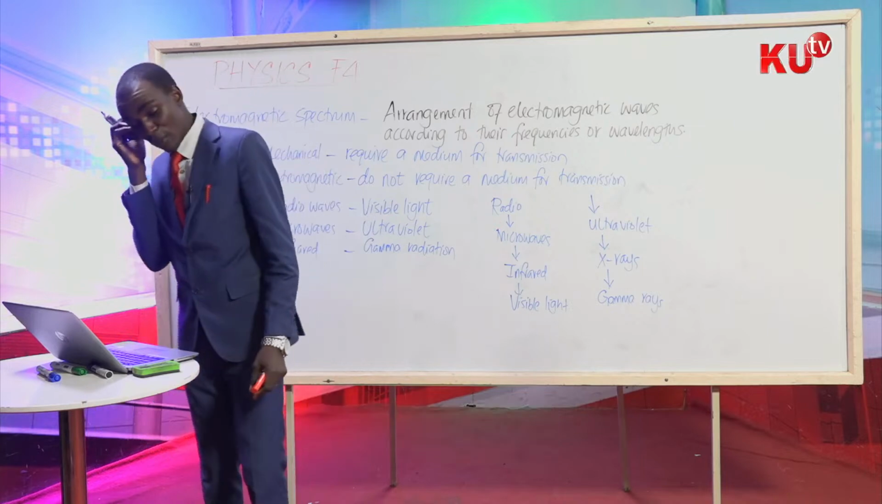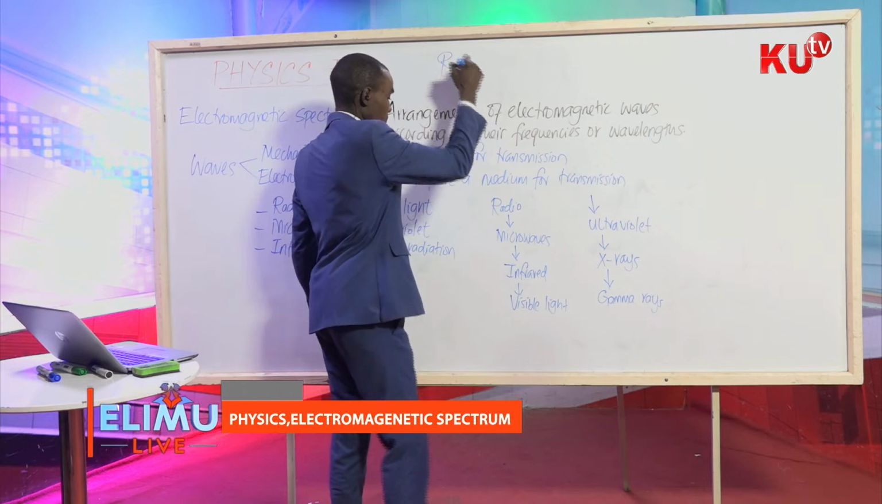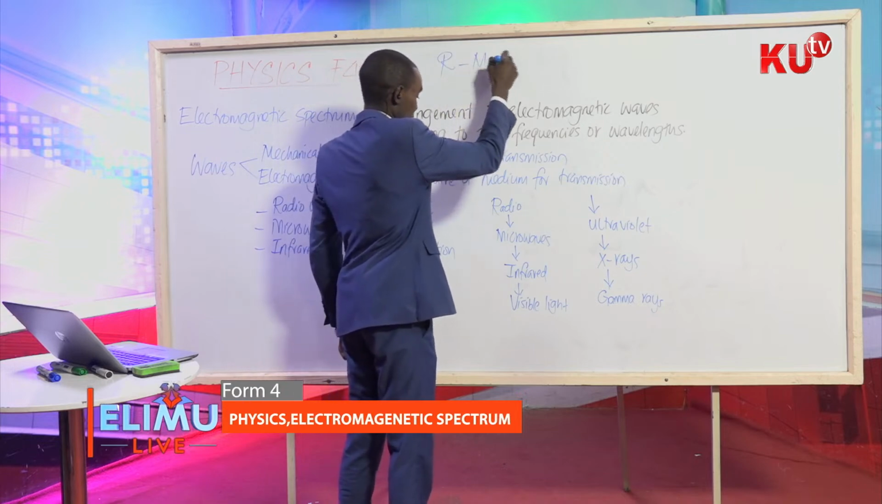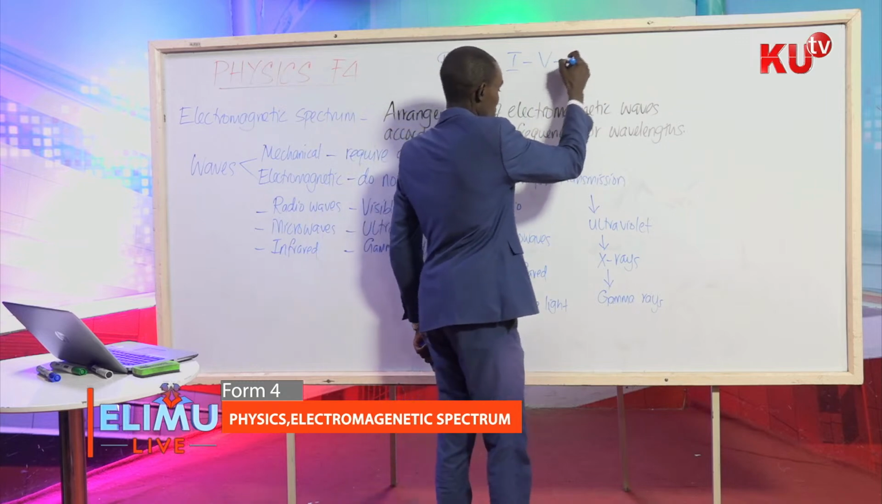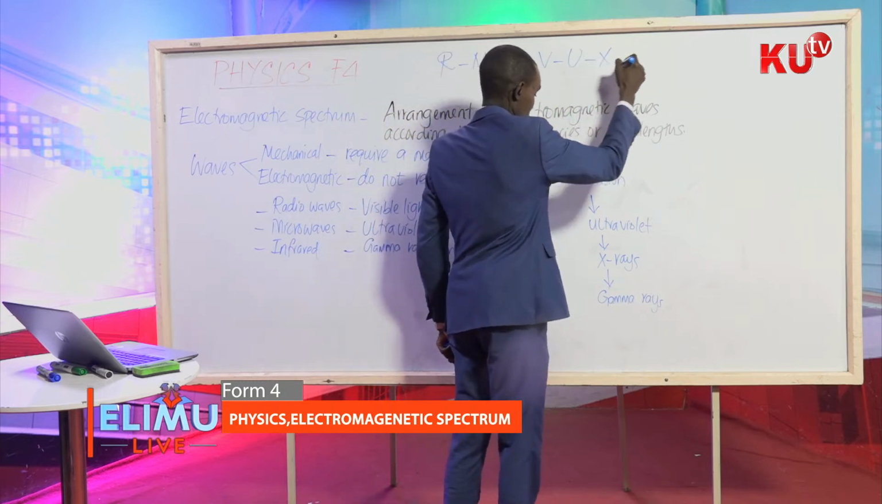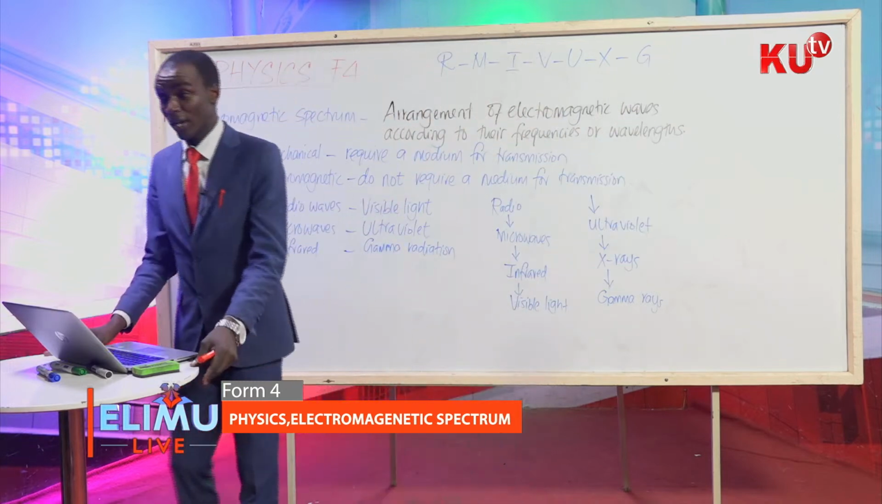As a way of reminder, you can come up with a name. For example, you can say R, M, I, V, U, X, G. You can decide how you can remember this.